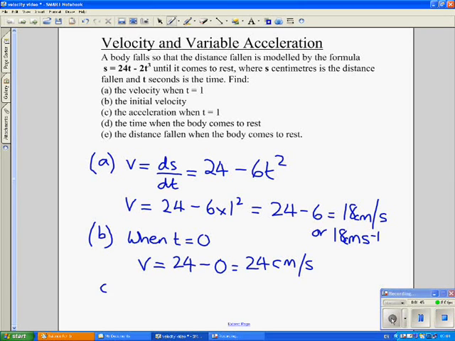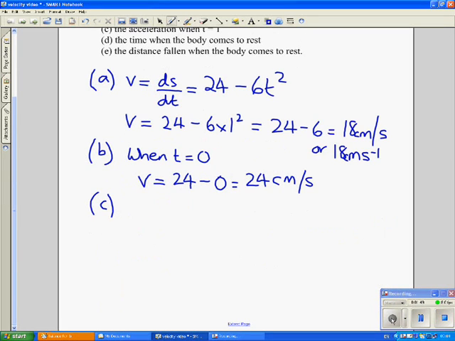Part C, we need to find the acceleration. Again, the acceleration is the measurement of the gradient on the velocity time graph. So for acceleration, we need to differentiate velocity with respect to time. And so we will get 2 times minus 6 minus 12t.